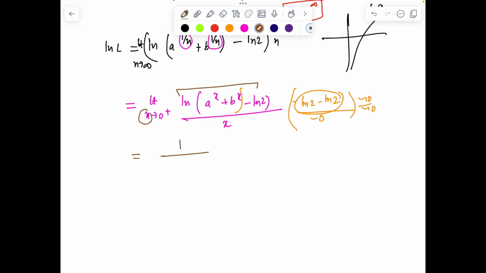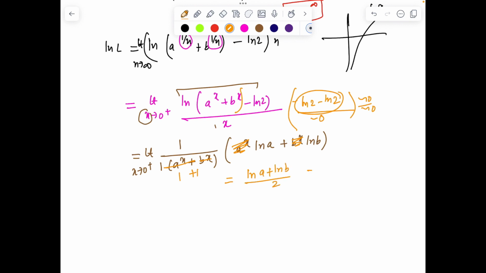So ln of something is 1 by something, into, by chain rule, a to the power x is a to the power x ln a plus b to the power x ln b. The differentiation of x is 1. Now we are very fortunate because as x tends to 0 plus, this quantity is going to be 1 plus 1, so it's 2. This is anyway 1. So we are left with (ln a plus ln b) over 2, and that can be written as ln ab by 2. Since a and b are real positive, hence I can put this power on this head.